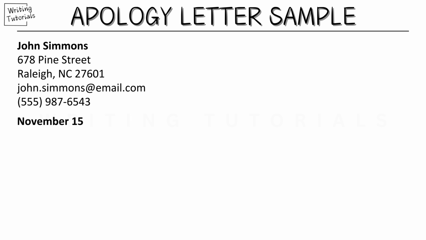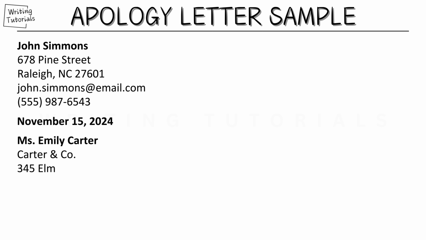Date and recipient's information. Next, we include the date of the letter, November 15th, 2024, and the recipient's information. Here's what it looks like. Ms. Emily Carter, Carter and Company, 345 Elm Avenue, Raleigh, North Carolina, 27603. In this section, you address the letter to the recipient by their proper title, like Ms., Mr., or Dr., followed by their full name and professional address. Always double-check the spelling of their name and the accuracy of their address. It shows attention to detail and respect.